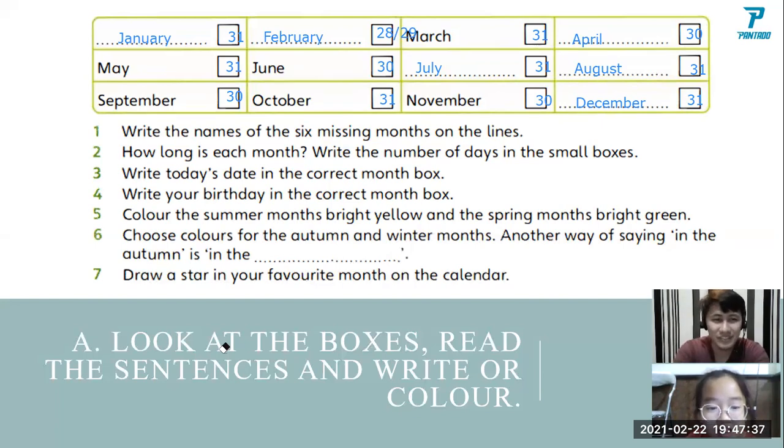Number three, can you read it? Write today's date in the current month box. Okay, write today's date in the correct month box. Do you understand that? You're going to write today's date in the month that it is now. What's the month now? February. So you're going to write the date in the box of February. So you're just going to write the day. What's the day today? February 22. Okay, 22. So write 22 there.